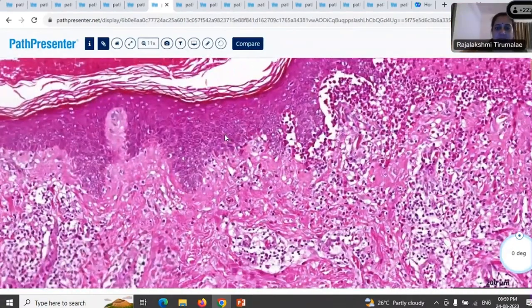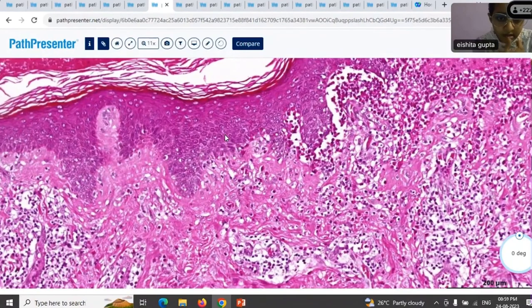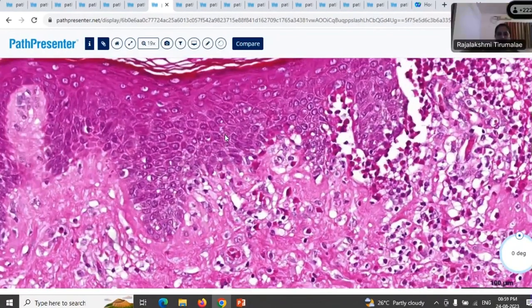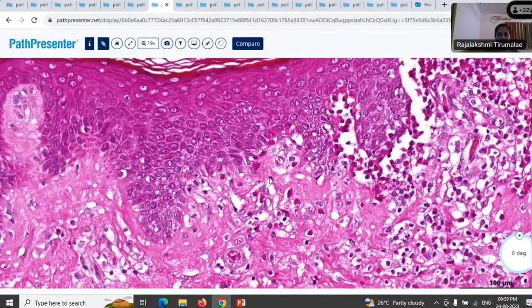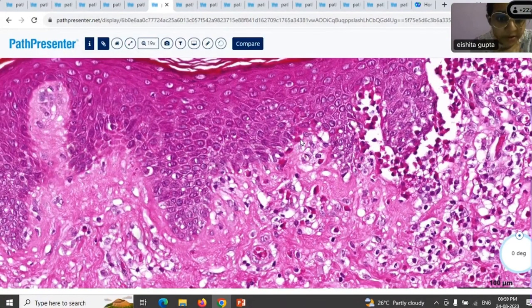What am I seeing here? Can someone tell me? What is happening here? Spongiosis. Do you see these eosinophils lined up along the basement membrane? Yes, ma'am. Am I emphasizing this feature?